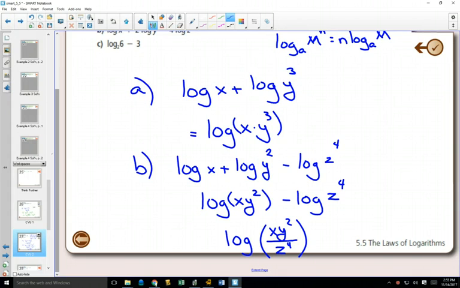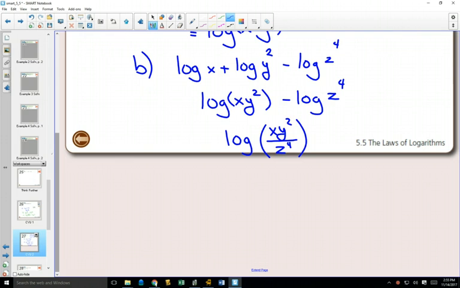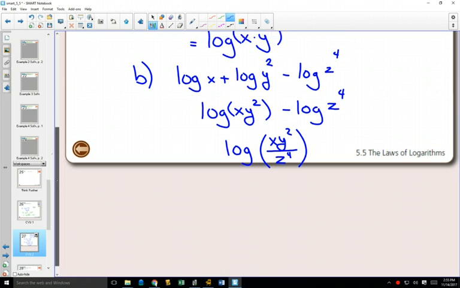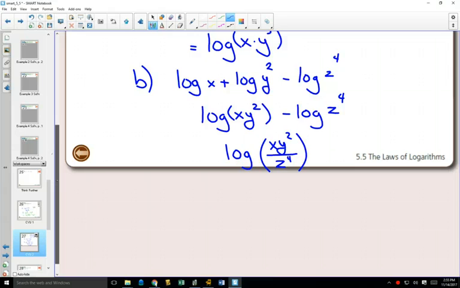They're both going to be over. Well, you want to add another log on the bottom. Yeah, like take out the z to the 4. And write it like this.